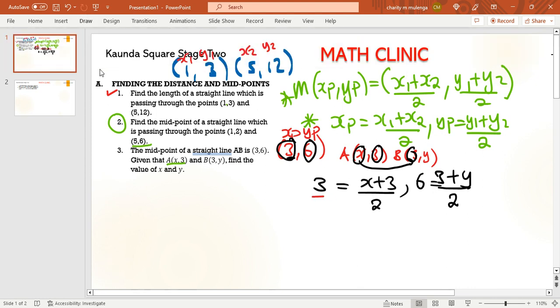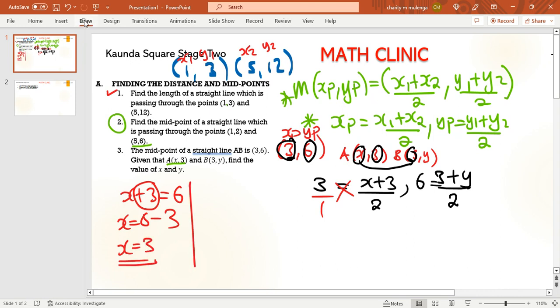So we're going to say you introduce a 1, then you cross multiply. So 1 times x plus 3 is x plus 3. 3 times 2 gives us 6. So when positive 3 crosses the equal sign, it changes to negative. So 6 minus 3 gives us what? 3. So we have solved for x.